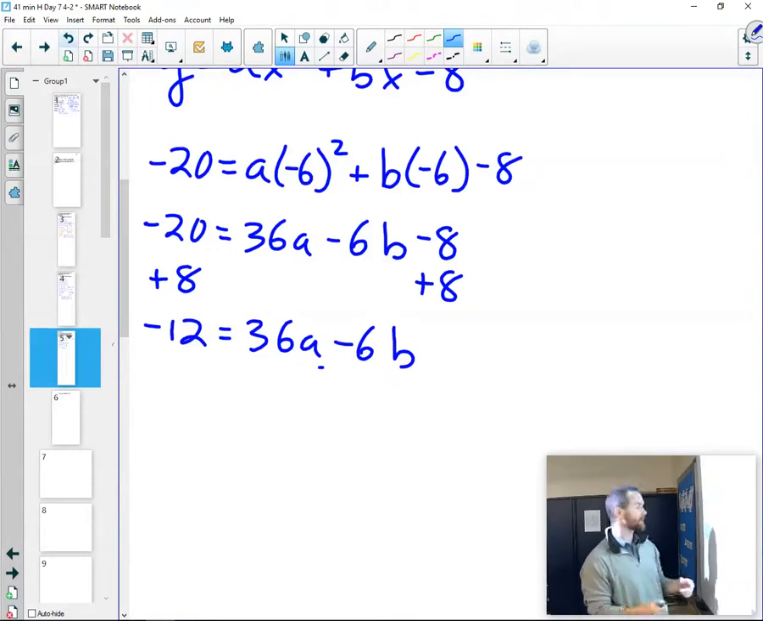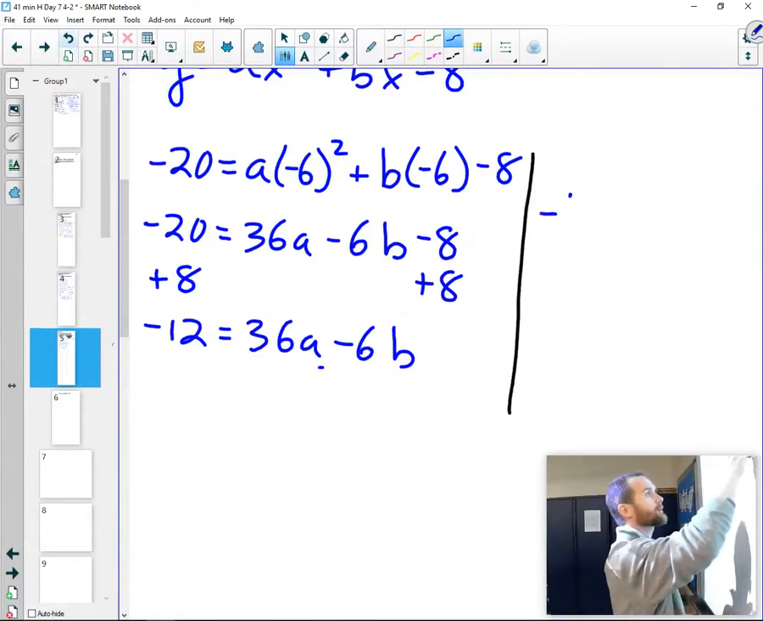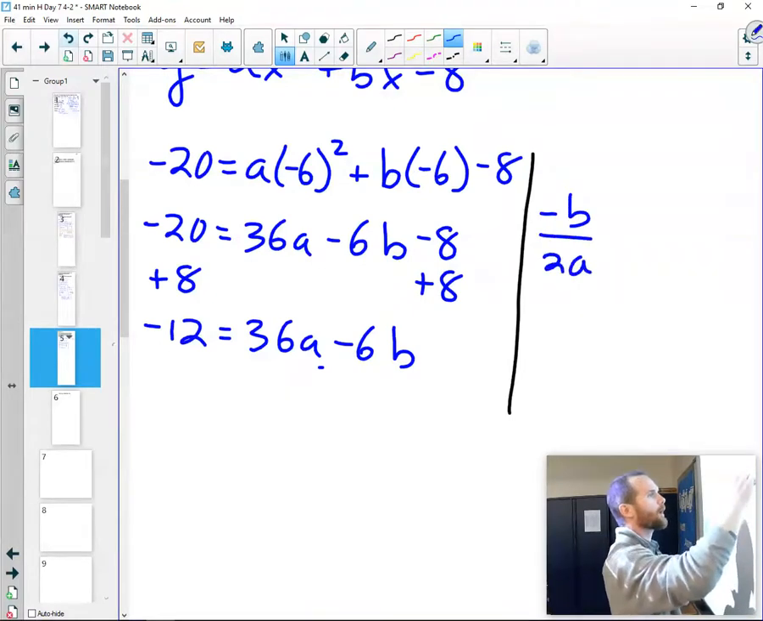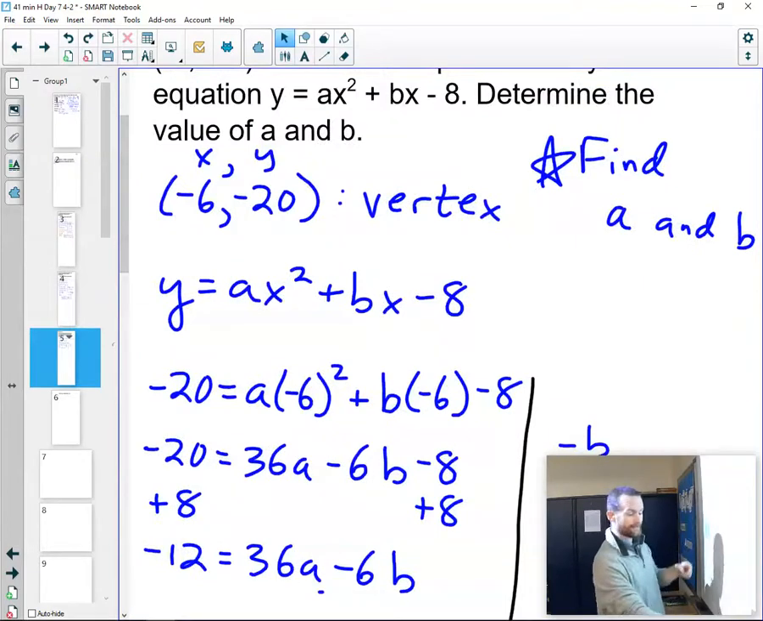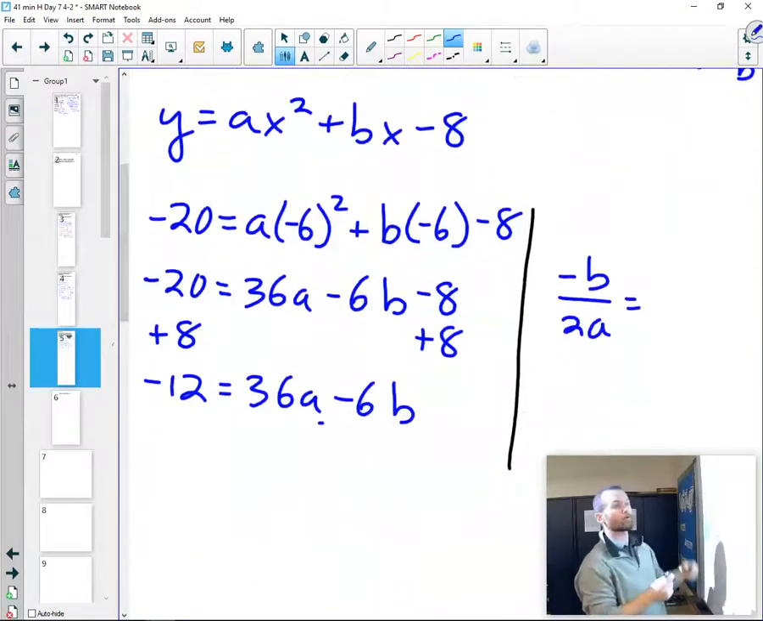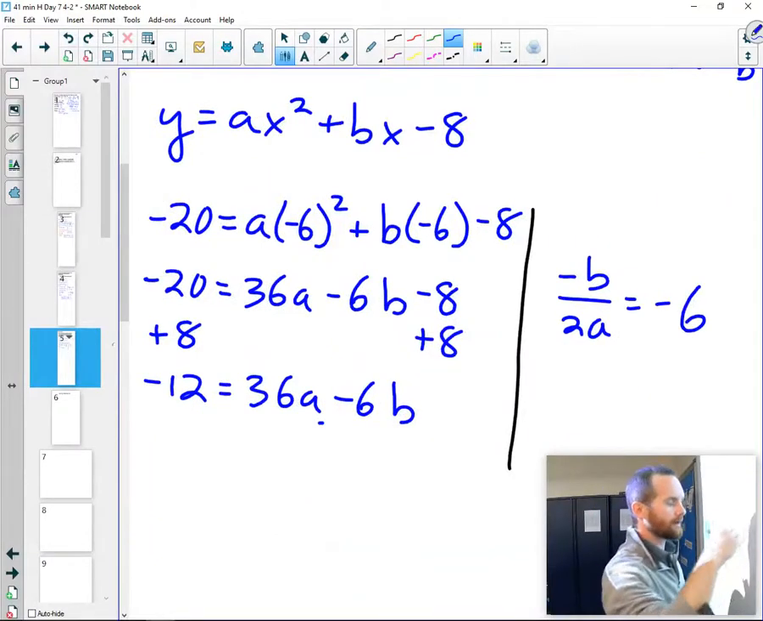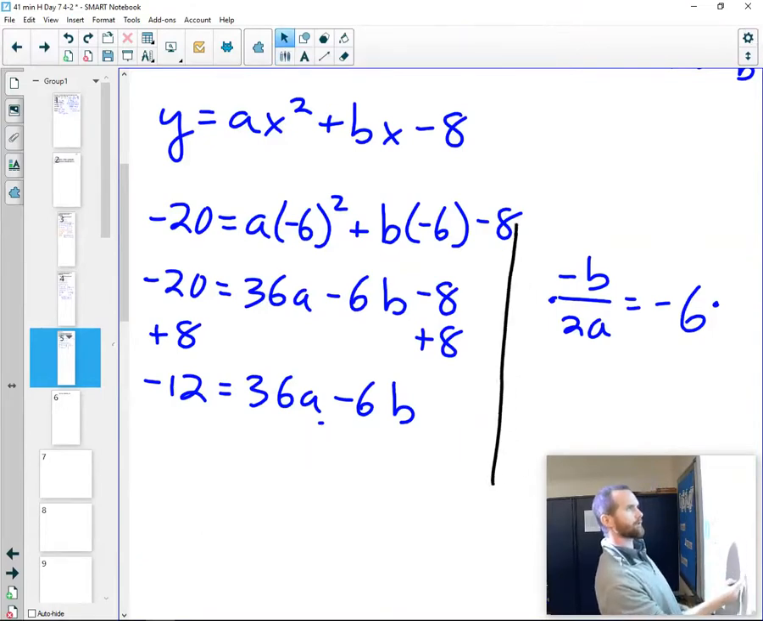So this is where negative b over 2a comes in. Draw a line right there. Negative b over 2a. Hopefully at this point we know that always equals the x-coordinate of the vertex. So the x-coordinate is negative 6 right here. So that's what we set our negative b over 2a equal to, negative 6. Now we can use our inverse operations to get b by itself.